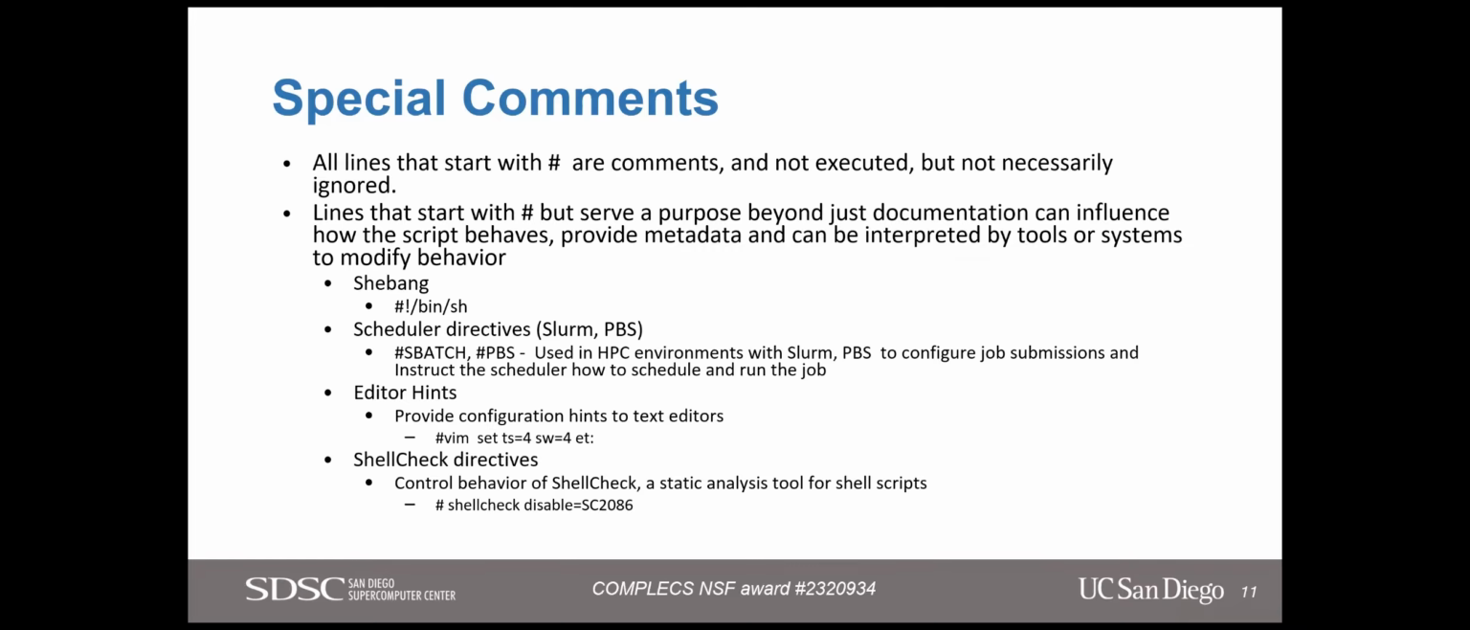The other two I put in here, just to note that there are other comments you can have. You can put in editor hints. So for Vim specifically, in this example, it can give hints to the text editor. This specifically tells you how many spaces you want a tab to be. There's also a shellcheck directive. And basically shellcheck is like a spell check for the shell. It's going to help you avoid subtle bugs and help you write cleaner, safer code.